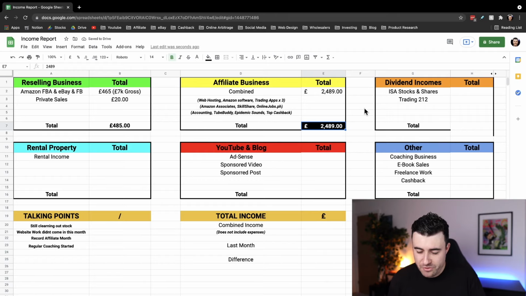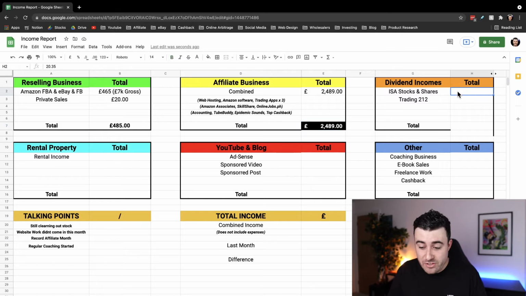Let's just move straight onto the right hand side here now and go onto the dividend income. So with my dividends, I don't actually have that many dividend paying stocks, because a lot of the stocks that I invest into are very much high growth stocks. So I invest into companies like Corsair Gaming, Coinbase, Tattoo Chef, Facebook, and they don't actually pay dividends, but they are obviously making me money from the capital gains that they are creating.